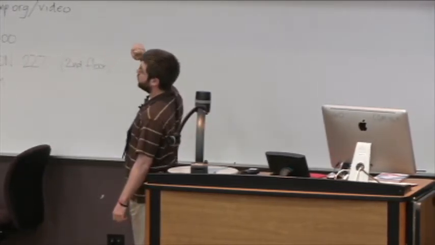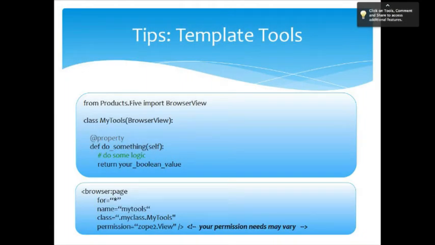You make a property up in this class. I just called it doSomething. Here's some logic that you can execute, and I want it to return a Boolean value. So that's what this little method would do. Then I added a snippet in the ZCML saying I just want this available everywhere. You can bind it to any interface that you want if you only want it on a specific piece of content. The name of it is myTools, pointing to my class, and I just set it to the zope2.View permission. You may have to choose a different permission level depending on what this tool is doing, so you'll have to be aware of your permissions.